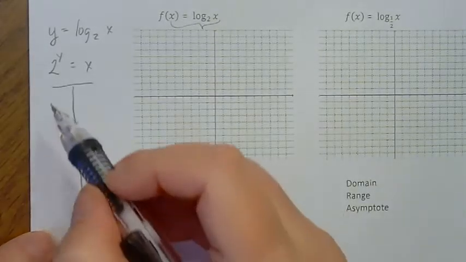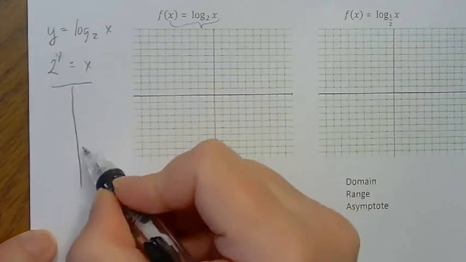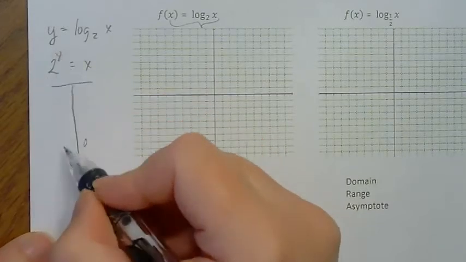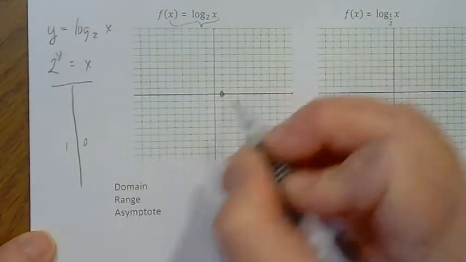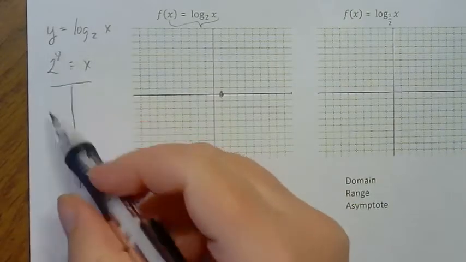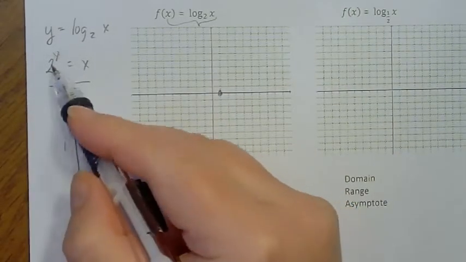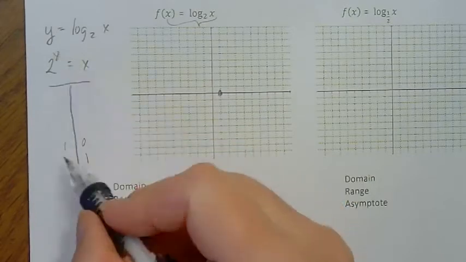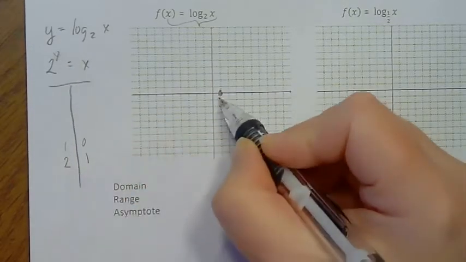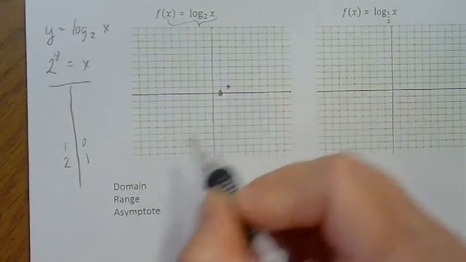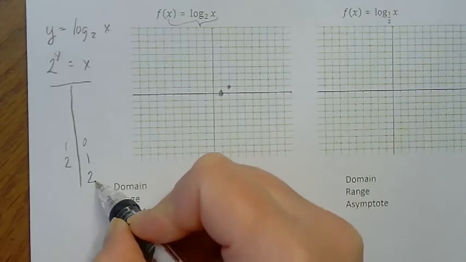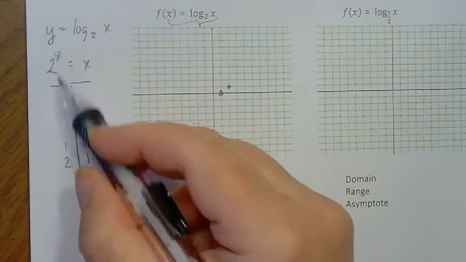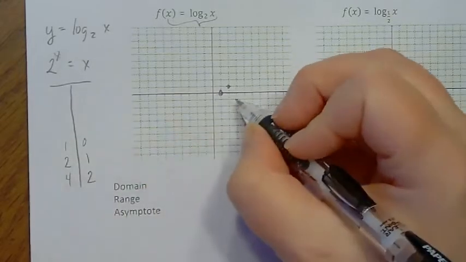for x. So for instance, I could put a 0 for y, and 2 to the 0 power is 1. So I know this graph is going to be at 1, 0. I'm going to put another number in here for y, like 1. 2 to the first power is 2, so that would make x 2. So I've got the point 2, 1. The next one I might want to try for y is 2. 2 to the second power would make x 4, so I've got the point 4, 2.